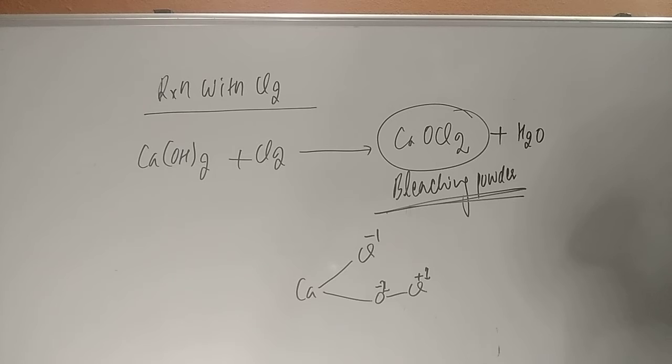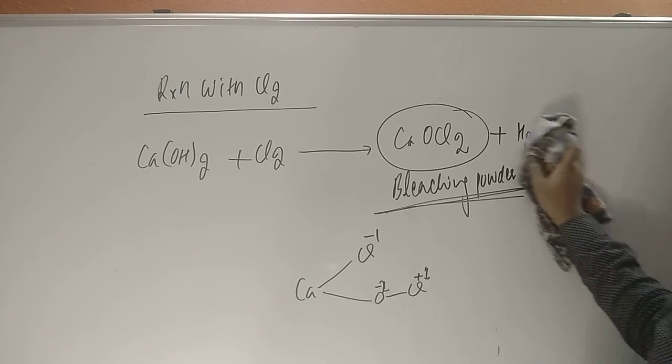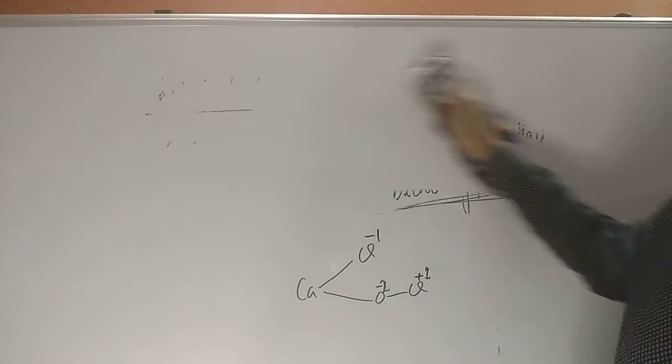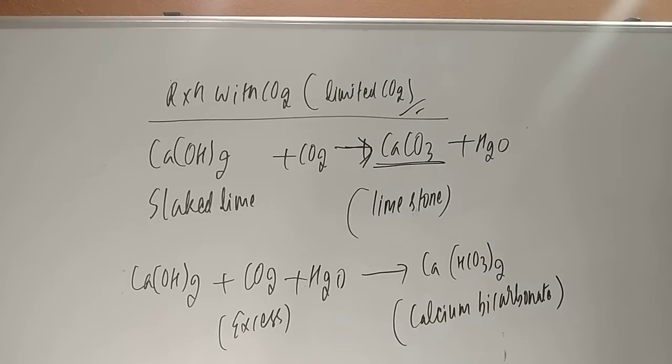Now, students, if you talk about the second point that we have to study, that is the reaction with carbon dioxide. In carbon dioxide it reacts differently, students. If limited carbon dioxide is there, then it will give limestone, but if it is in excess, it will give calcium bicarbonate.